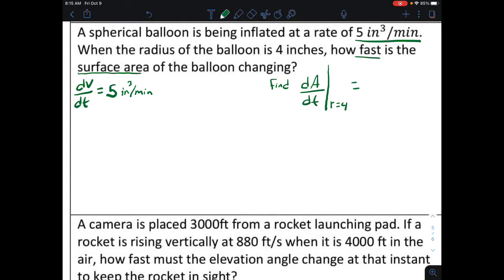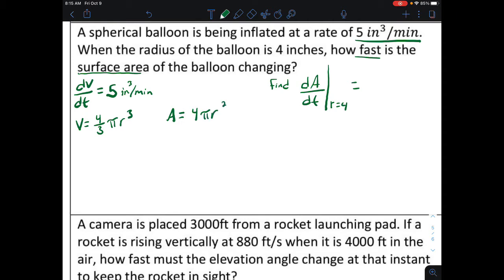Okay, well, we need to write an equation. They're talking about the volume of a sphere. So let's start with the volume of a sphere formula, which is V equals 4/3 pi r cubed. Now, surface area of a sphere, because we're talking about a balloon, the surface area equation would be A is equal to 4 pi r squared.